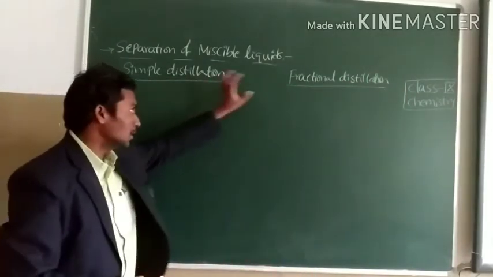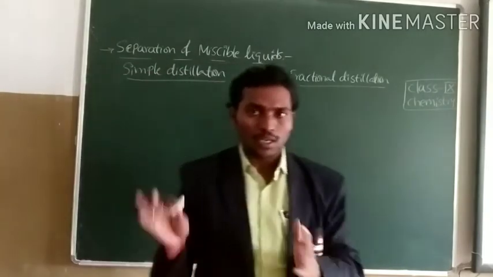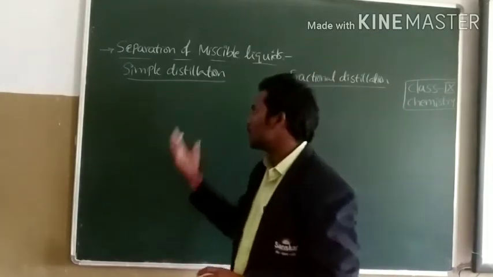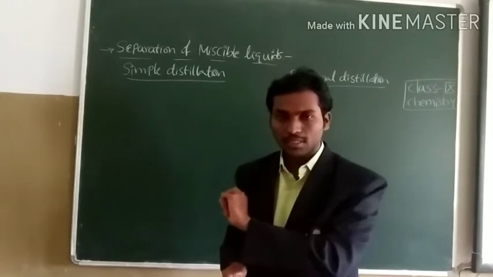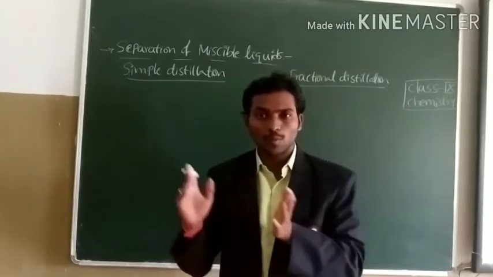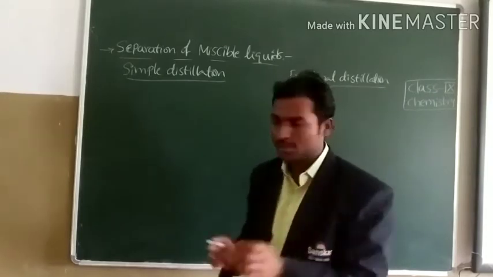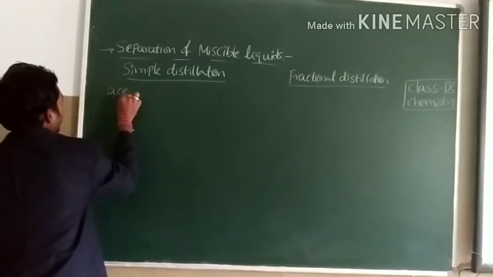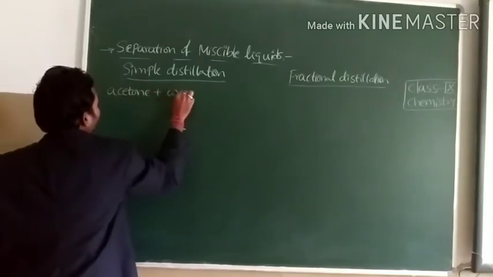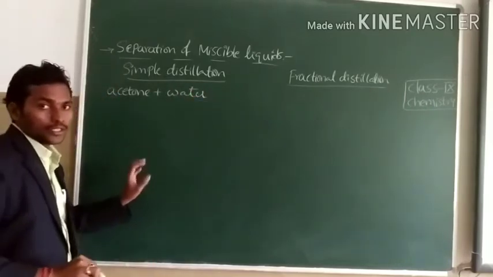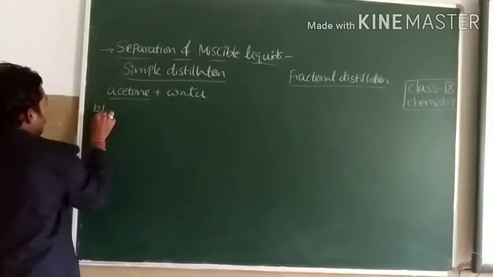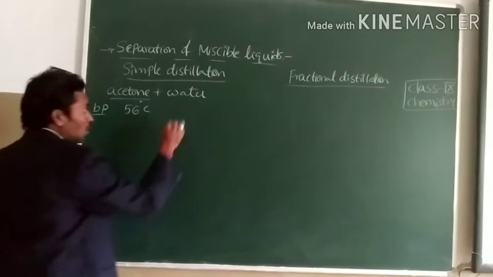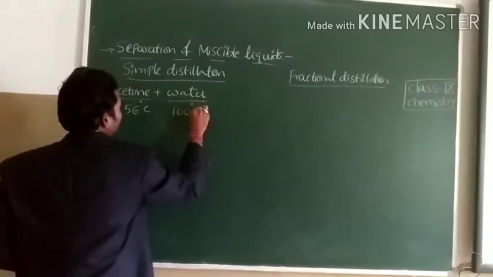By the simple distillation and fractional distillation techniques, we can separate a miscible liquid-liquid mixture. When we choose the simple distillation technique, this distillation is based on the boiling point difference between the two liquids. Suppose let us take a liquid-liquid mixture of acetone and water. The boiling point of acetone is 56 degrees Celsius and the boiling point of water is 100 degrees Celsius.